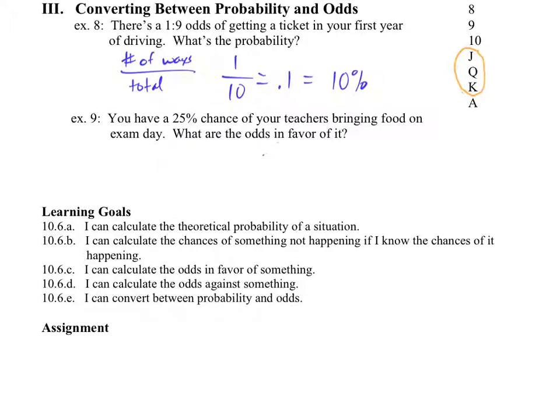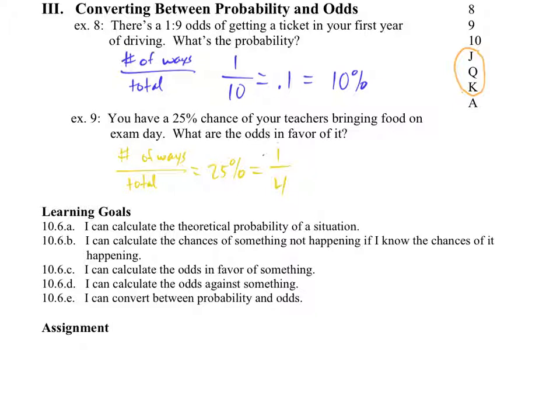Okay, example 9. If you have a 25% chance of your teachers bringing in food on exam day, what are the odds in favor of it? So if we're talking the percent chance or the probability, number of ways over the total is going to be my 25%, yes? 25% is 1/4. I should have said it as a fraction, but it's 0.25 or 1/4.